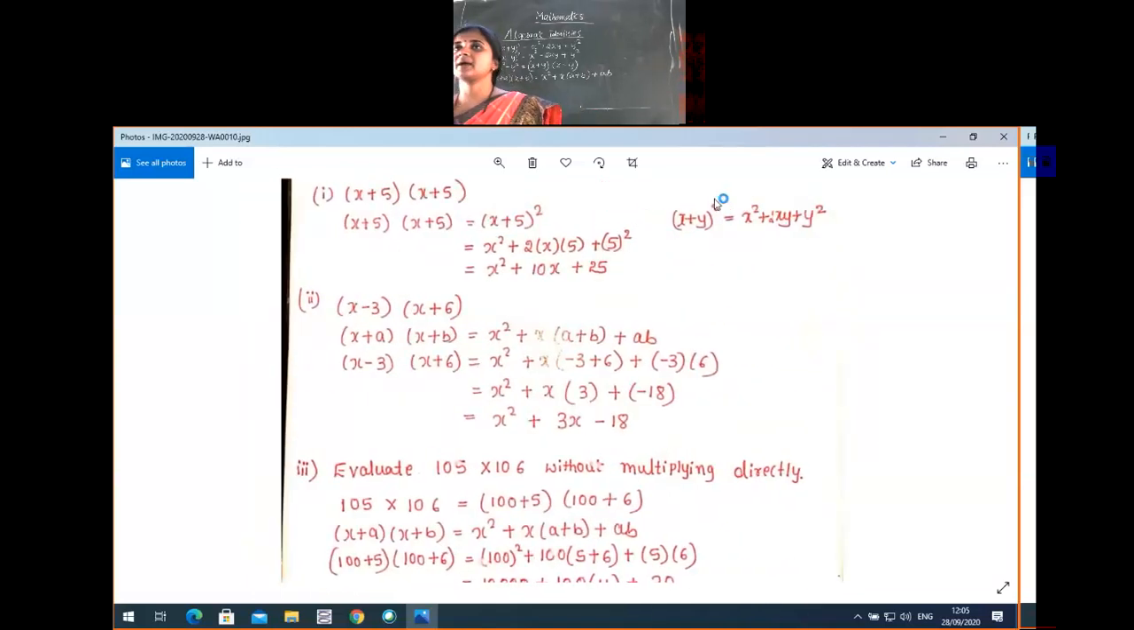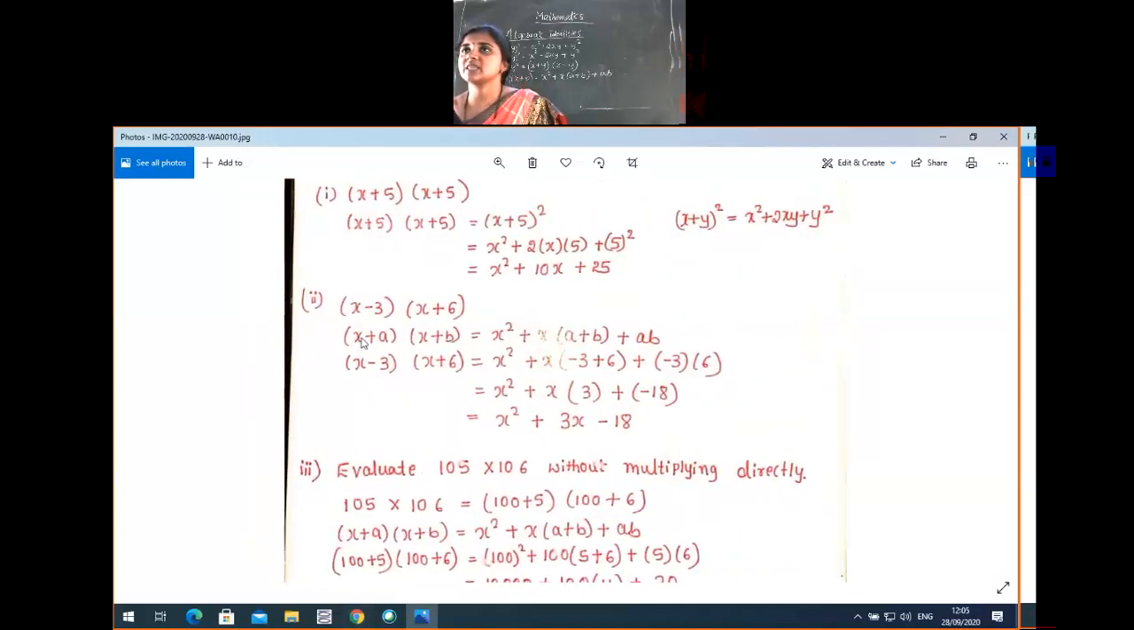Okay, come back to the problem now. This is in the form of (x + a) into (x + b), which is equal to x square plus x into (a + b) plus ab. Now, in place of x, x only, no other term. So (x - 3) into (x + 6) is equal to x square, x only. In the a place, what is there? Minus 3 is there, very important. While substituting a and b values, you have to substitute with the sign.